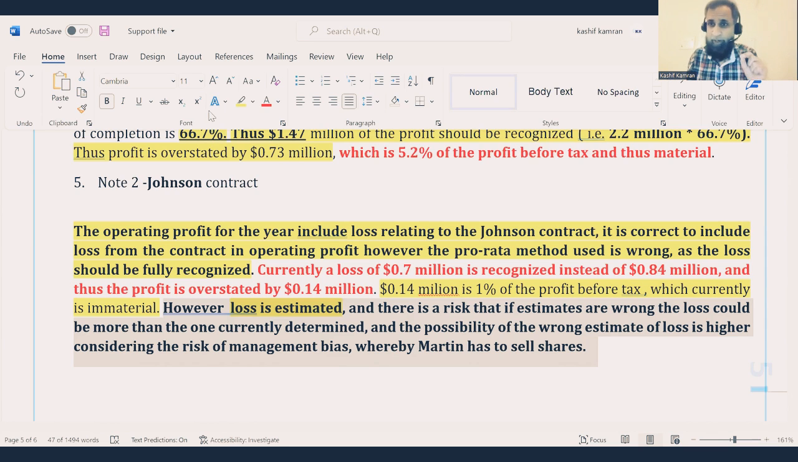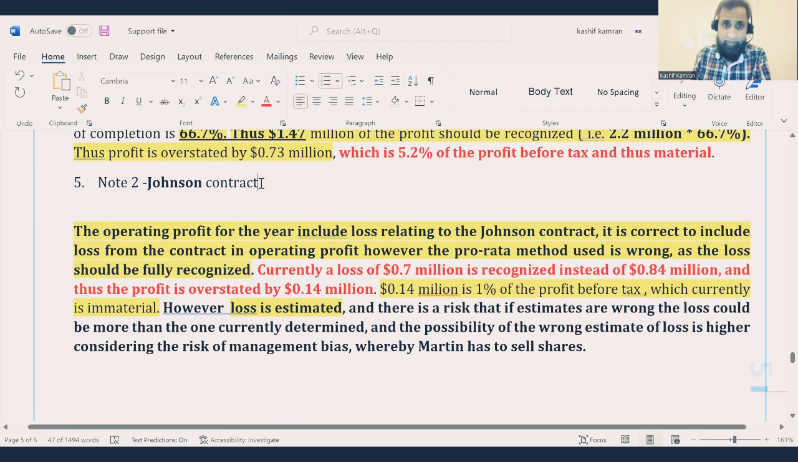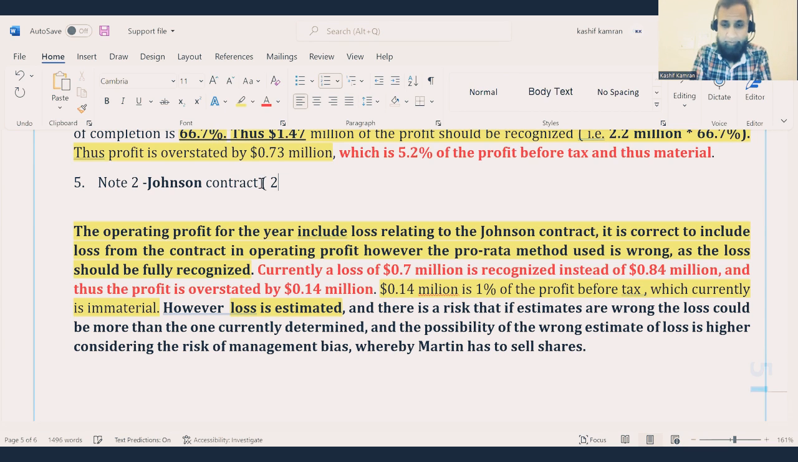So currently 0.14 is immaterial. Everyone agrees. But can it become material if the estimate is wrong? Can it become material if it is proven that the estimate is wrong? So will I get extra marks for materiality? 2 marks plus 1 mark for materiality, which I've commented on.